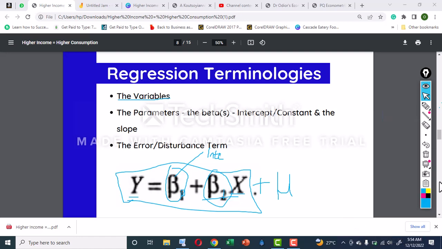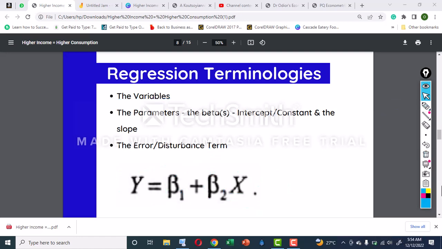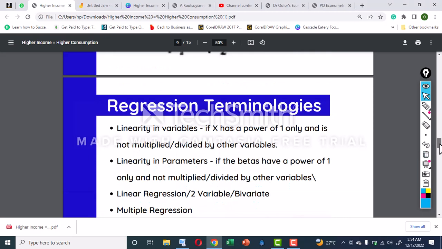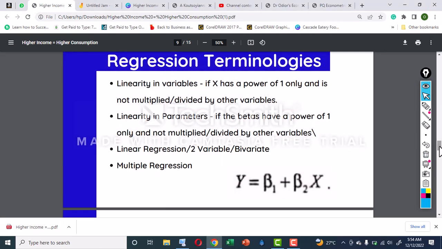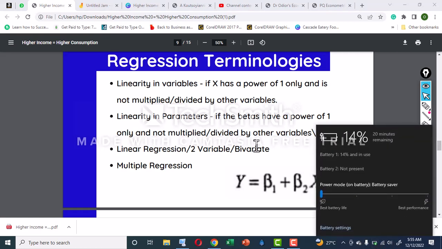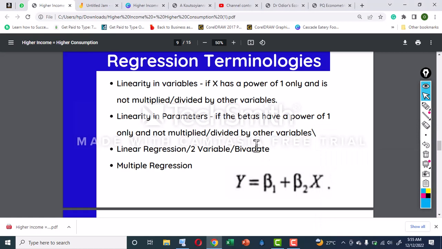So that being said, let's move on. So we still continue with our terminologies. How this battery can carry me. So we continue with our terminologies.